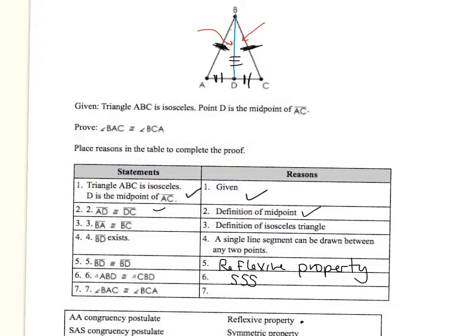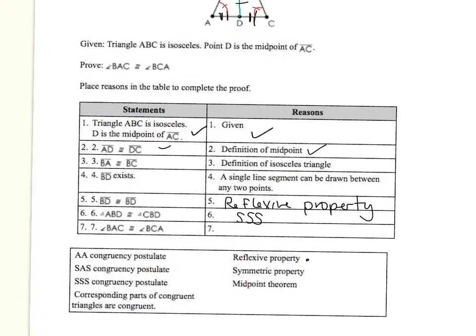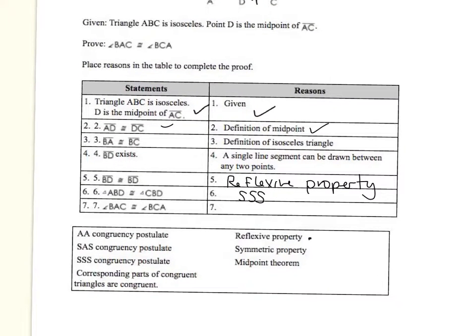Then we know all their sides and angles are the same. So I can say these two angles are the same, and the reason is CPCTC, which is corresponding parts of congruent triangles are congruent. So if we have two triangles that are the exact same, it means all the angles and all the sides are also congruent.